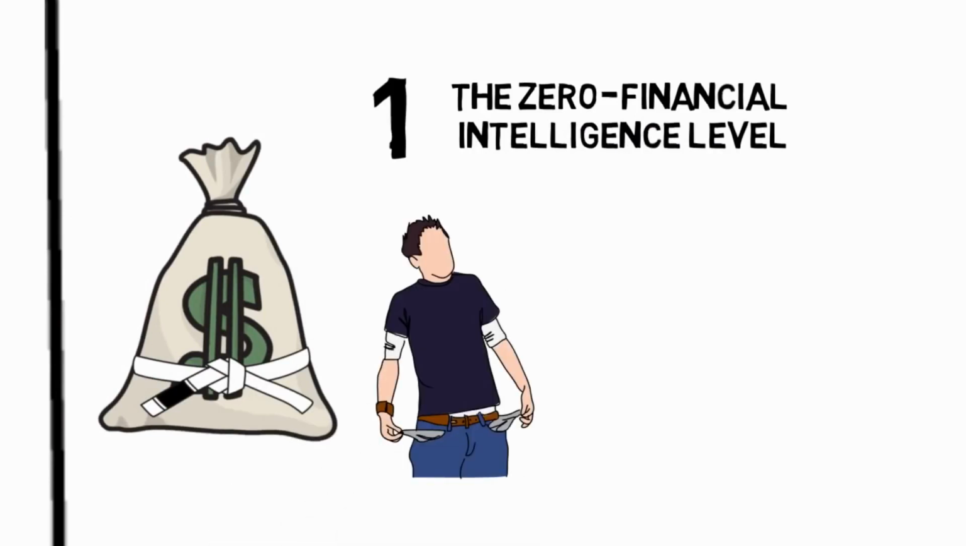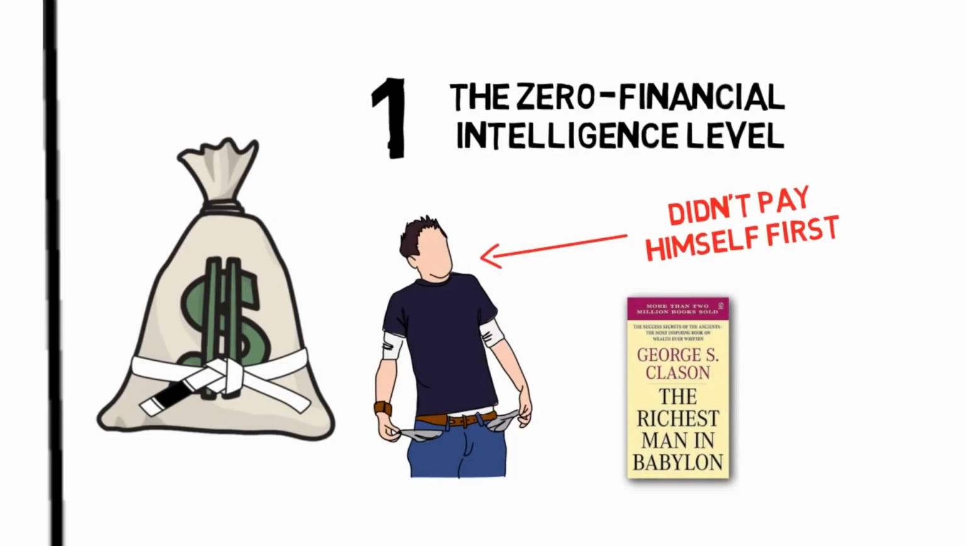Each month, their expenses are higher than their income, often because they forget to pay themselves first, which is the most fundamental strategy for wealth building taught in the classic The Richest Man in Babylon.